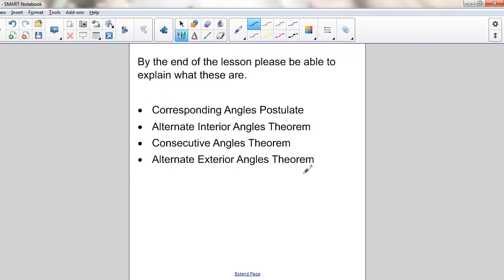So this is what I want in your notes: these theorems, this postulate, and these theorems. Okay, I want you to know what these are. This is what I'm going to look for tomorrow when I quiz you.